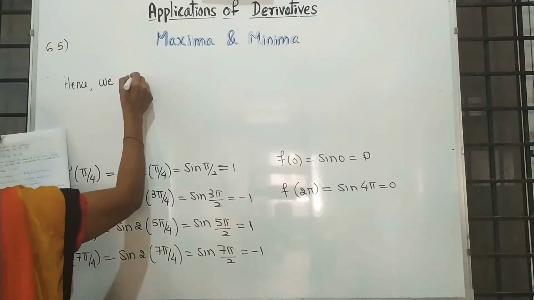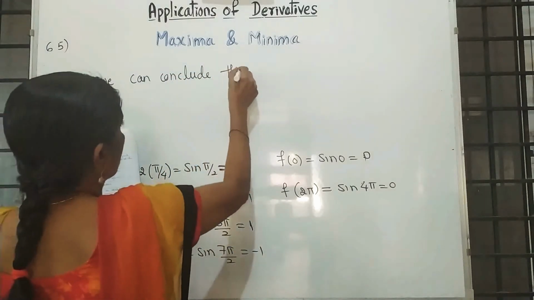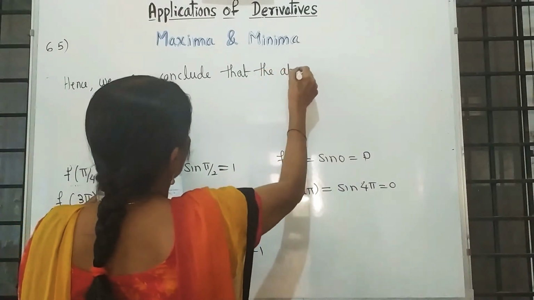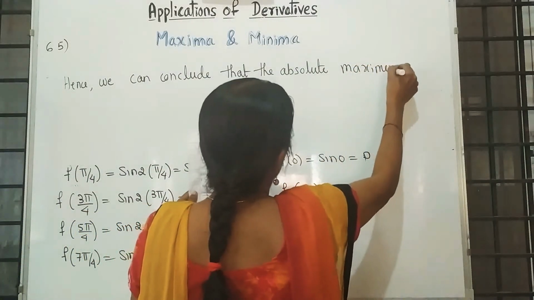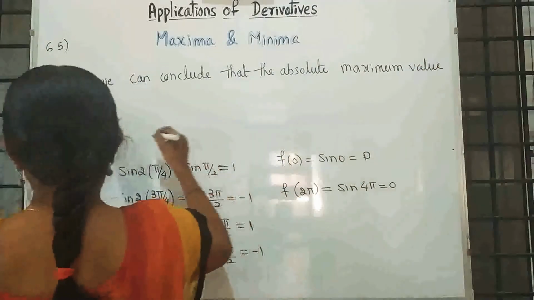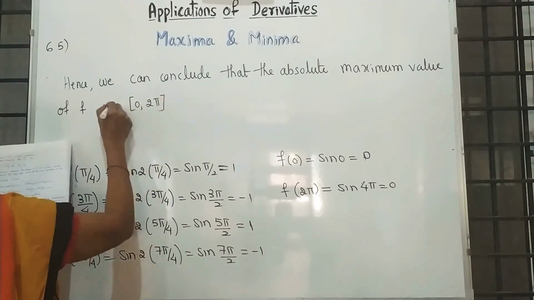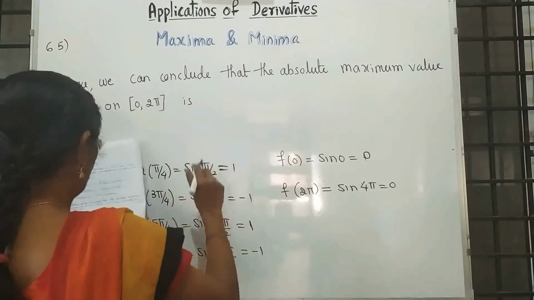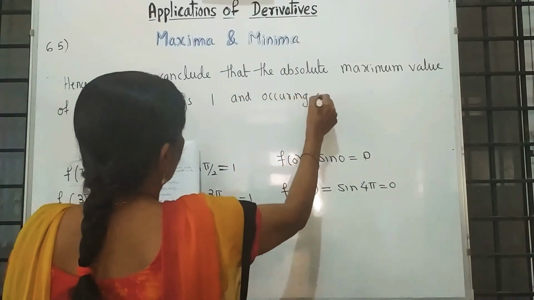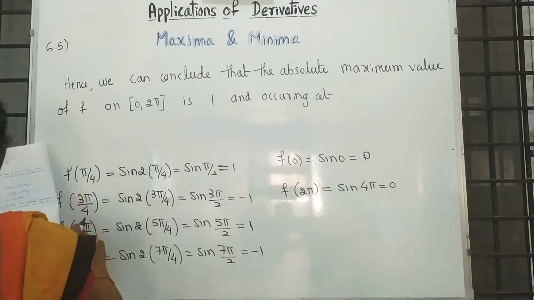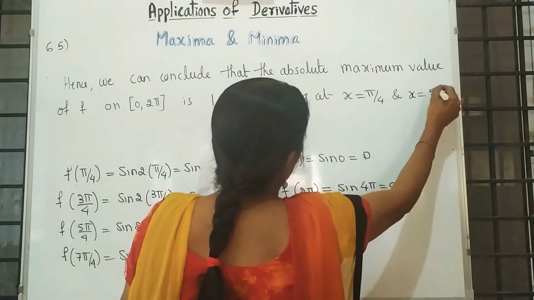Hence, we can conclude that the absolute maximum value of f on 0 to 2 pi is 1, and occurring at two values: x is equal to pi by 4 and x is equal to 5 pi by 4.